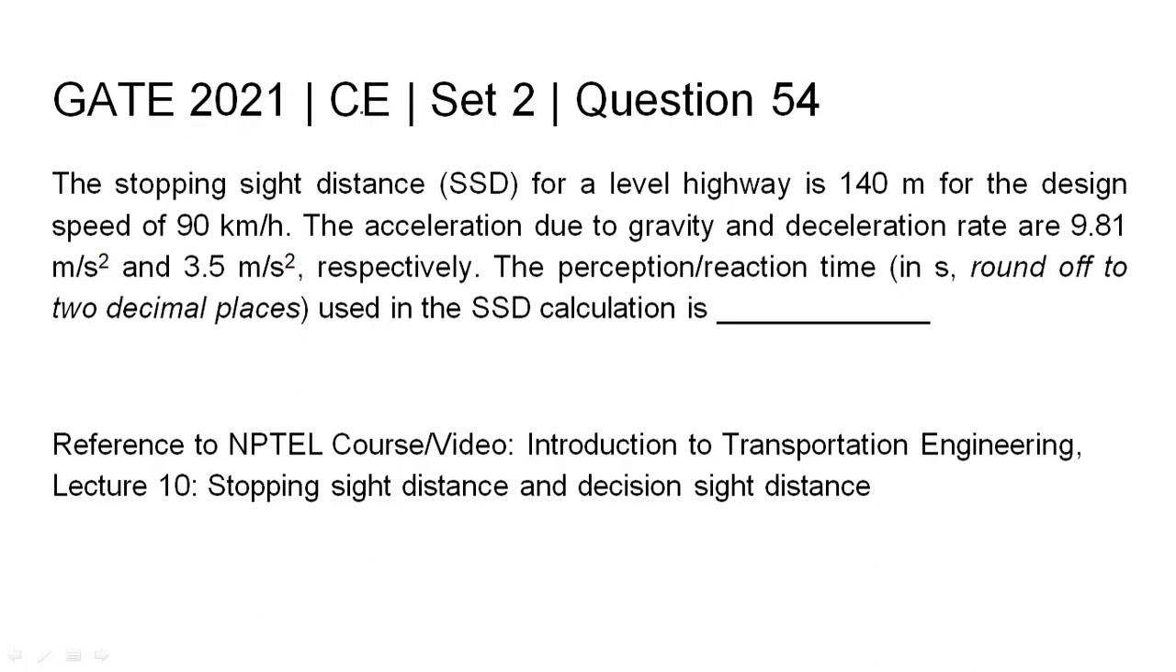GATE 2021 Civil Engineering Set 2 Question 54. The stopping sight distance for a level highway is 140 meters for the design speed of 90 kilometers per hour. The acceleration due to gravity and deceleration rate are 9.81 and 3.5 meter per second square respectively. The perception reaction time needs to be calculated in seconds. The relevant NPTEL reference has been cited.